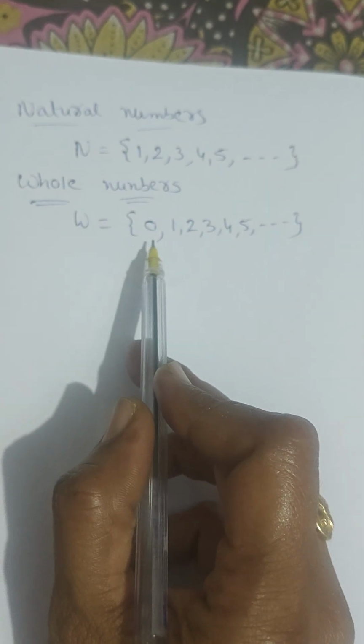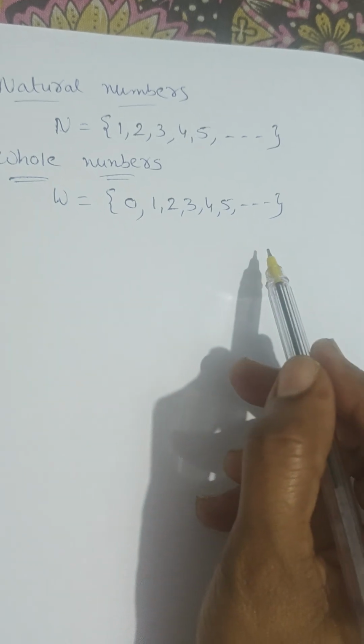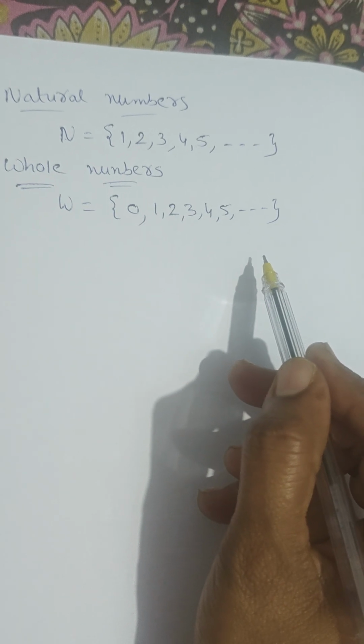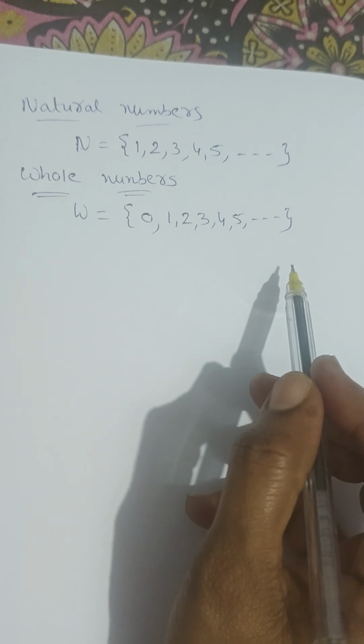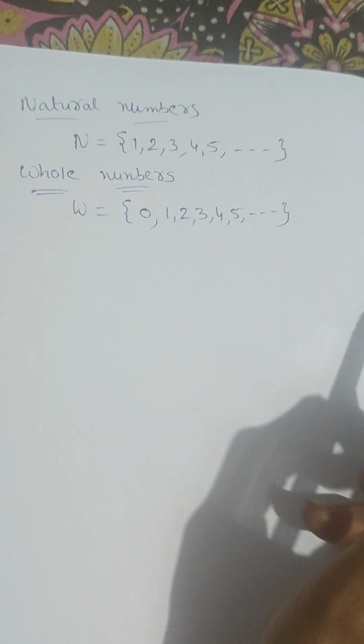The smallest whole number is 0. We cannot say what is the biggest whole number. How many whole numbers are there? Infinite whole numbers are there. We cannot count the number of whole numbers.